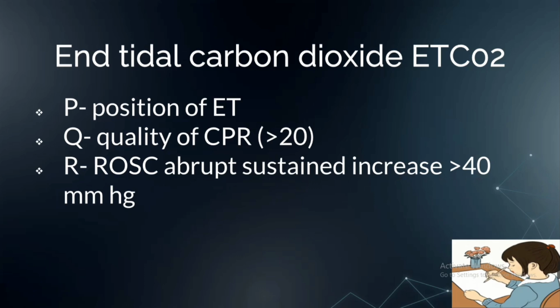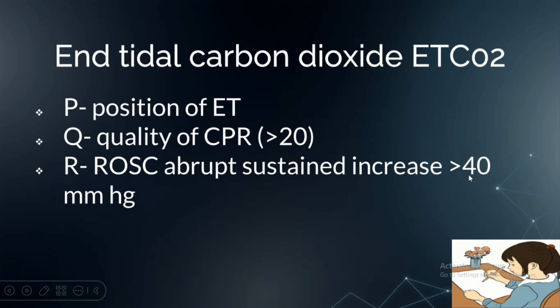Another acronym that you can remember to know where the ETCO2 is used is PQR. So P is for the positioning of the ET tube. Usually in cardiac arrest, the ETCO2 is less than 10 mm of Hg, and after placing an ET tube, the body is again able to exhale the carbon dioxide that is retained, and the ETCO2 will rise to the normal levels of 35 to 45.